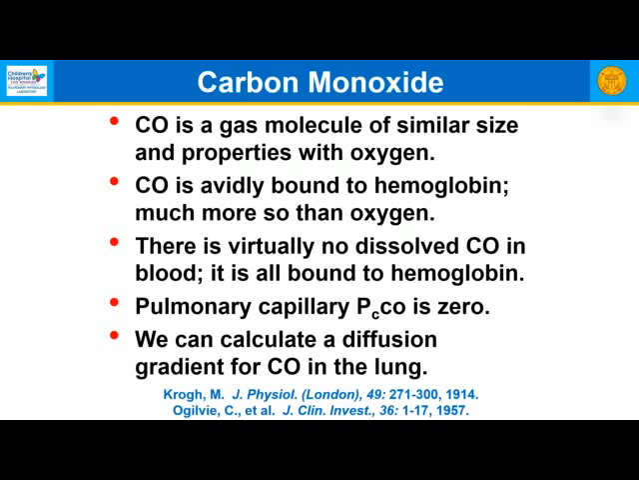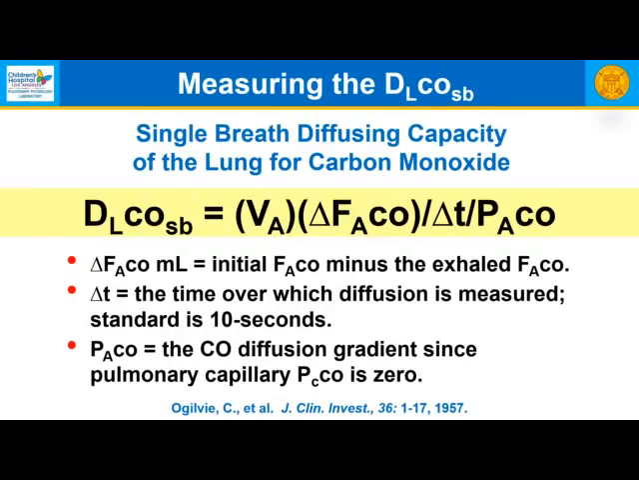And therefore, we can calculate a diffusion gradient for carbon monoxide in the lung if we can measure or calculate the alveolar carbon monoxide PCO. So here, the diffusing capacity of the lung for carbon monoxide, single breath, equals alveolar volume.